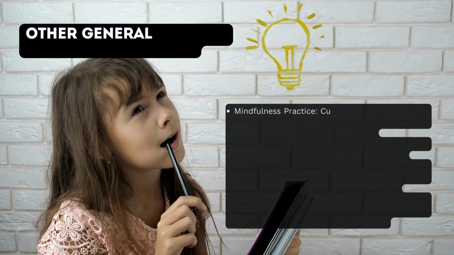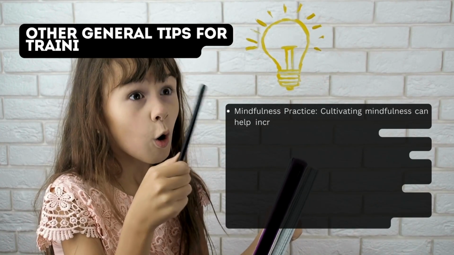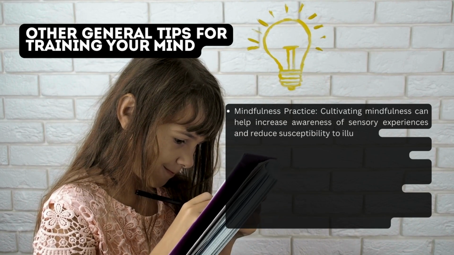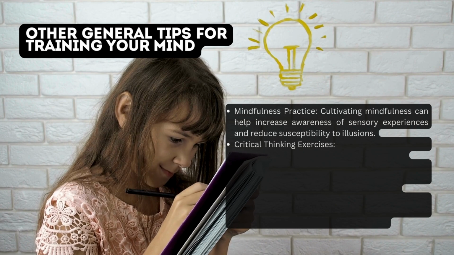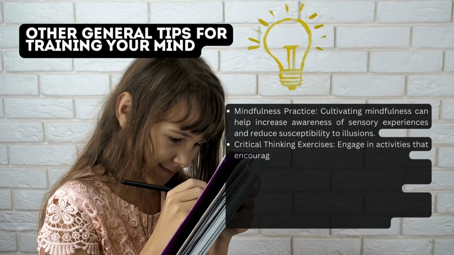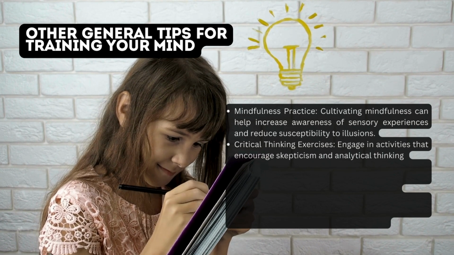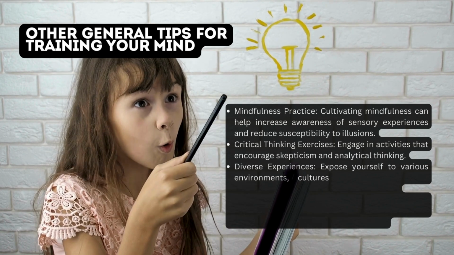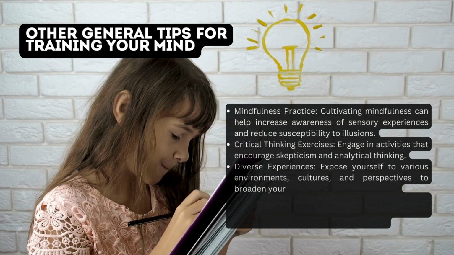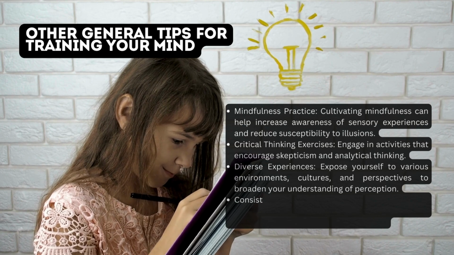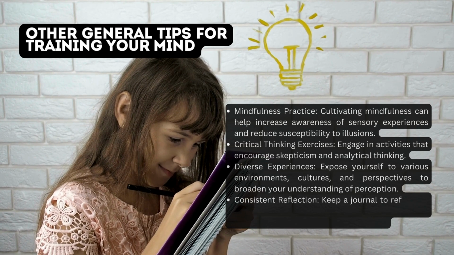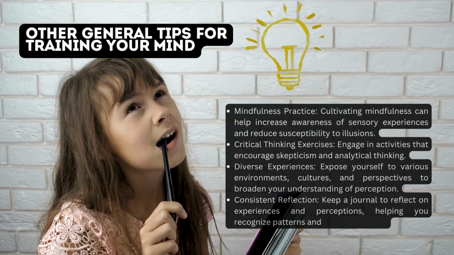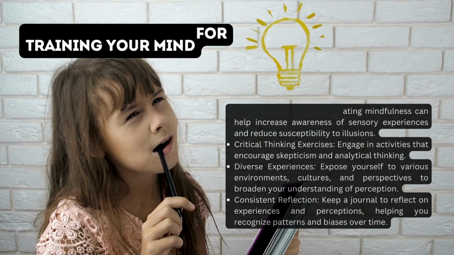Other general tips for training your mind. Mindfulness practice: cultivating mindfulness can help increase awareness of sensory experiences and reduce susceptibility to illusions. Critical thinking exercises: engage in activities that encourage skepticism and analytical thinking. Diverse experiences: expose yourself to various environments, cultures, and perspectives to broaden your understanding of perception. Consistent reflection: keep a journal to reflect on experiences and perceptions, helping you recognize patterns and biases over time.